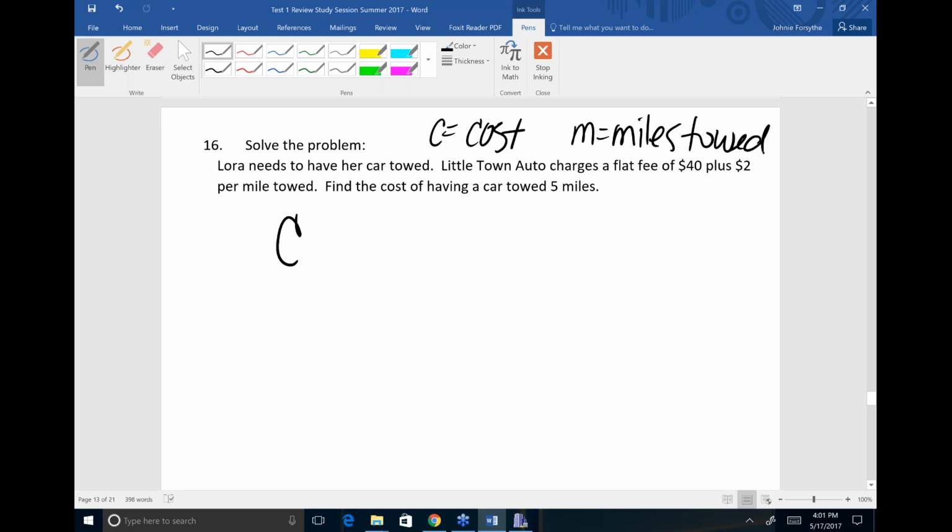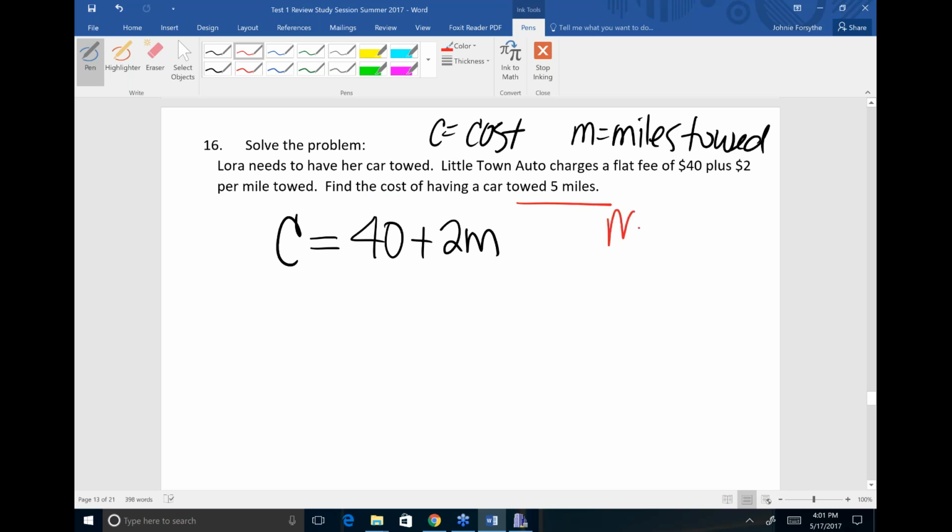Okay, so the cost of getting a car towed equals, it's always a flat fee of $40 plus $2 per mile. And so if we're going to use the variable M for the number of miles, like if you were to tow the car 1 mile, it'll be $40 plus 2 times 1. If it was towed 2 miles, it would be $40 plus 2 times 2. So we don't know how many miles, so we're going to say 2 times M. So 40 plus 2M will describe how to figure out the cost of towing anything depending on the number of miles towed.